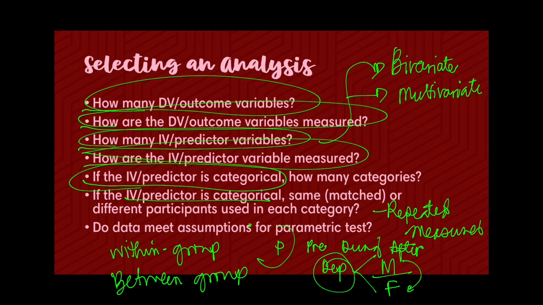But the other one is the same group but different measures. Okay, and then finally, does the data meet assumptions for parametric test? So we taught you earlier whether it is normally distributed. Is there issues with skewness or kurtosis? Because after you answer all of these questions, you will usually be ending up with two options. The first option is a parametric option, and the second option is a non-parametric option.